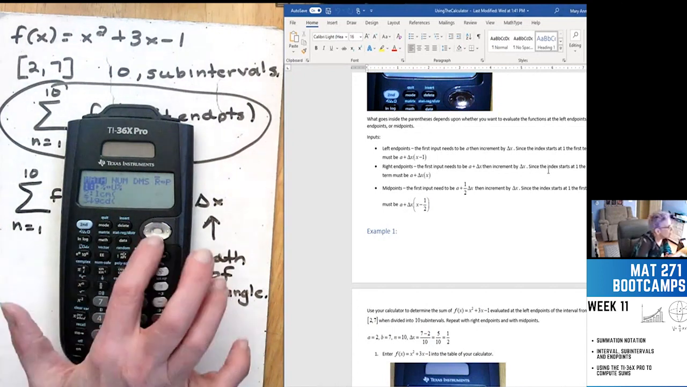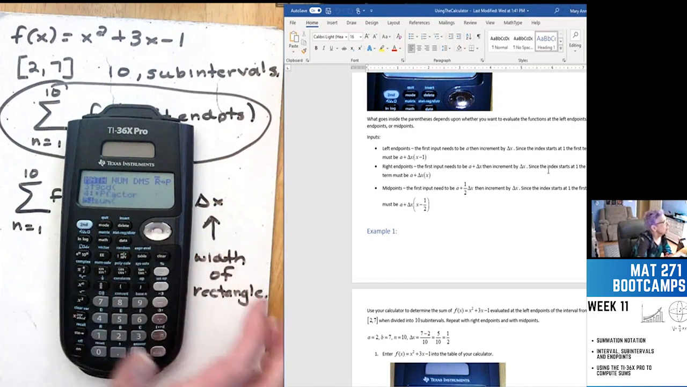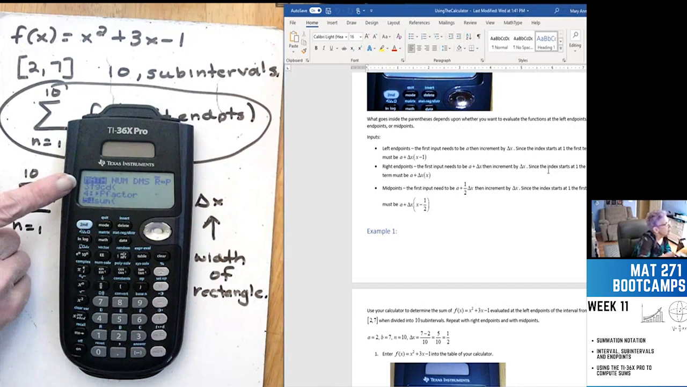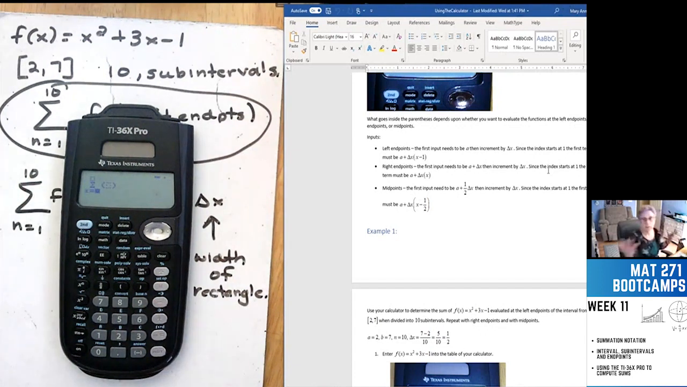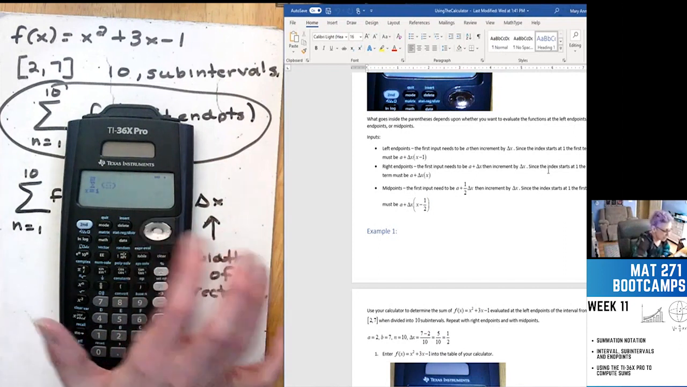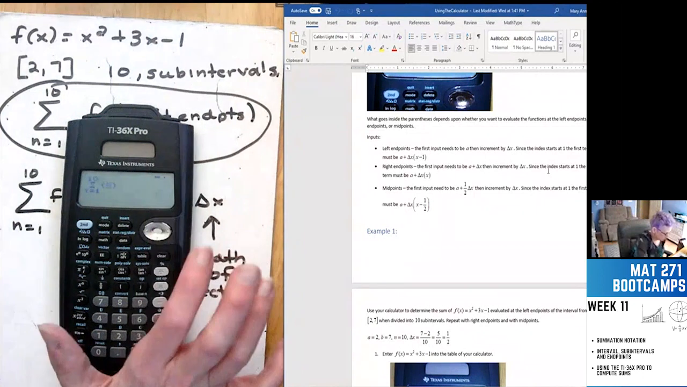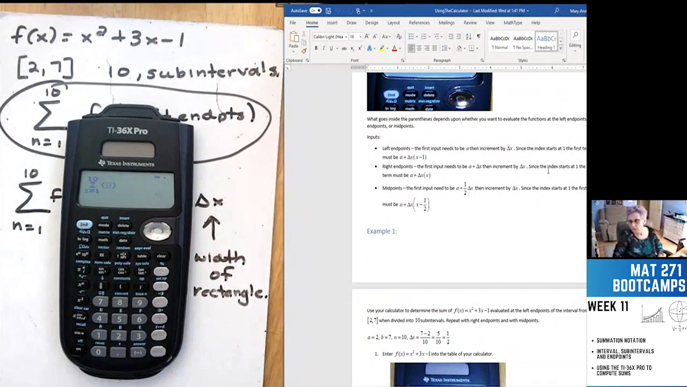And you can see a bunch of stuff here. You can either press 5 or you can arrow down until you see sum, because that's what we want, the sum. And it looks just like that little sigma. We're always going to start at 1. We're always going to end at the number of rectangles, or subintervals. So far, so good? Yeah.